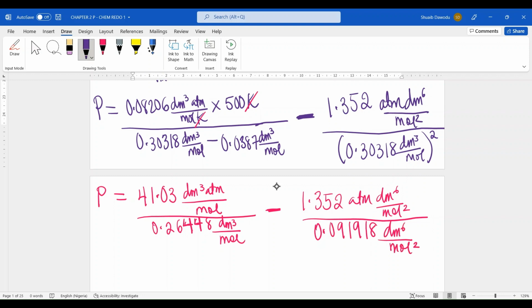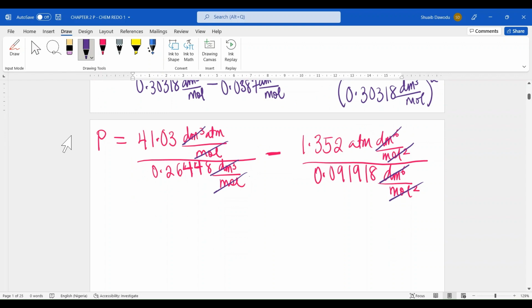So that's how it's done. Cancel out decimeter cube, cancel out mole, cancel out decimeter raised to the power 6 divided by mole squared. So you've canceled out all of the units, only the unit that you need remains, which is just atmosphere, because we're actually solving for pressure. So that just makes sense.